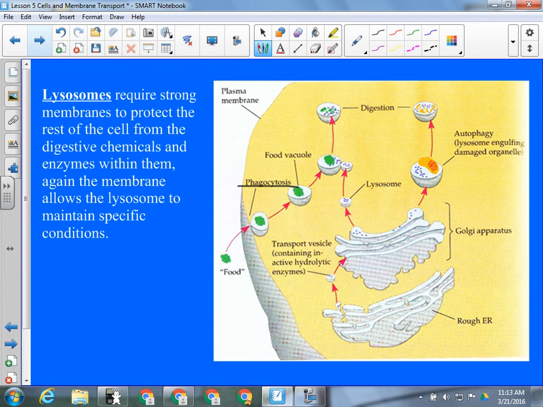Now, that food vacuole merges with a peroxisome as it comes from the Golgi. Once they merge, it becomes a lysosome. This is actually not labeled right. That should be peroxisome there.